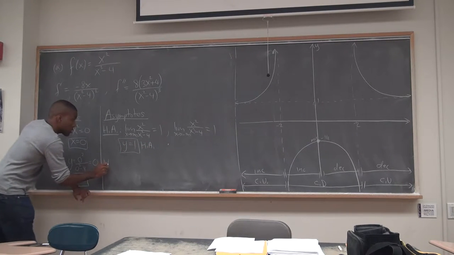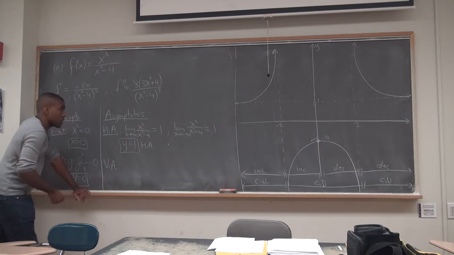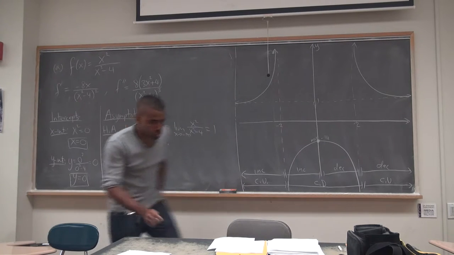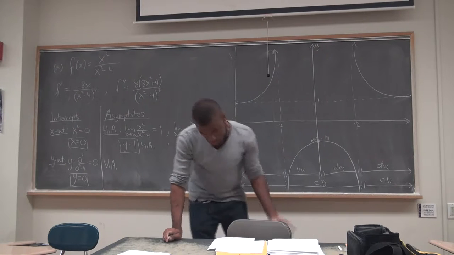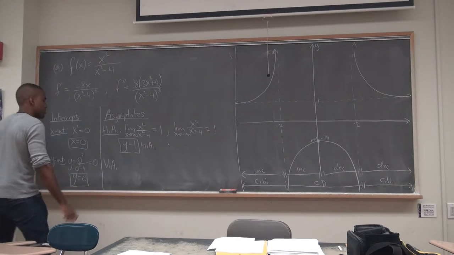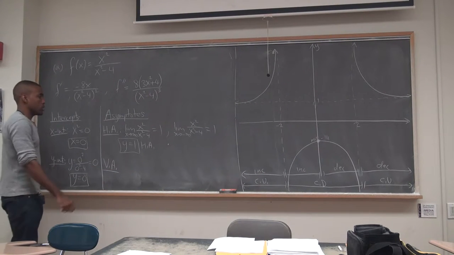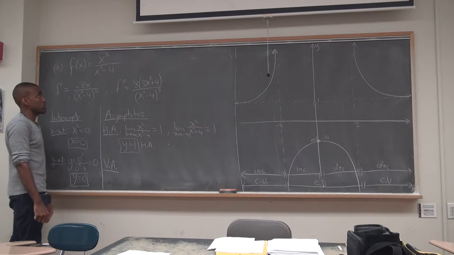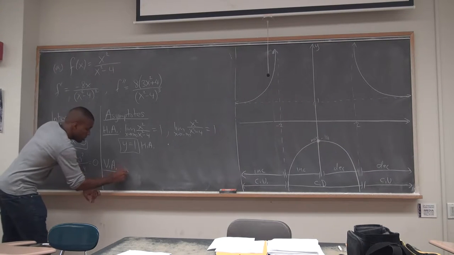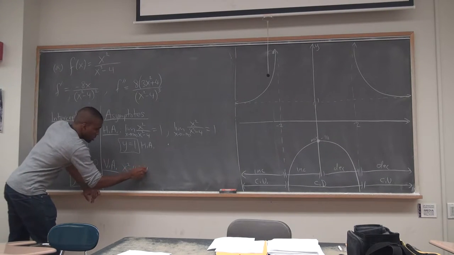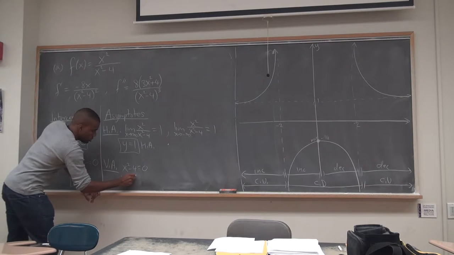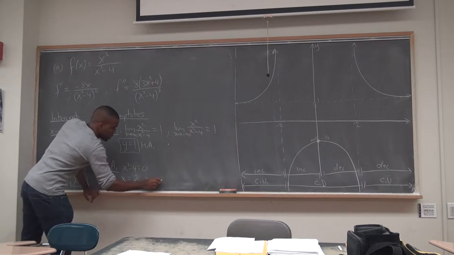Could you ever get one where they're not equal? Yep. Example B is a different case. So vertical asymptotes: set the denominator equal to 0. So you get x equals 2, x equals minus 2.